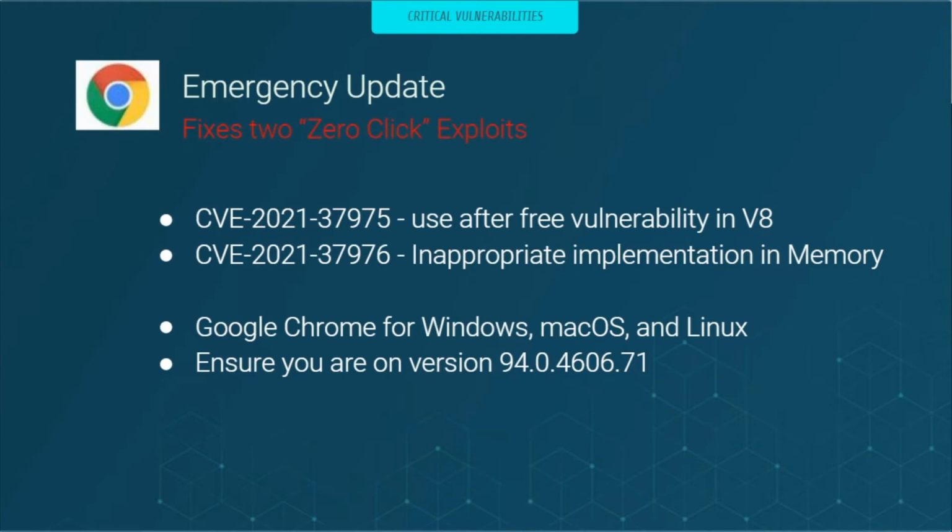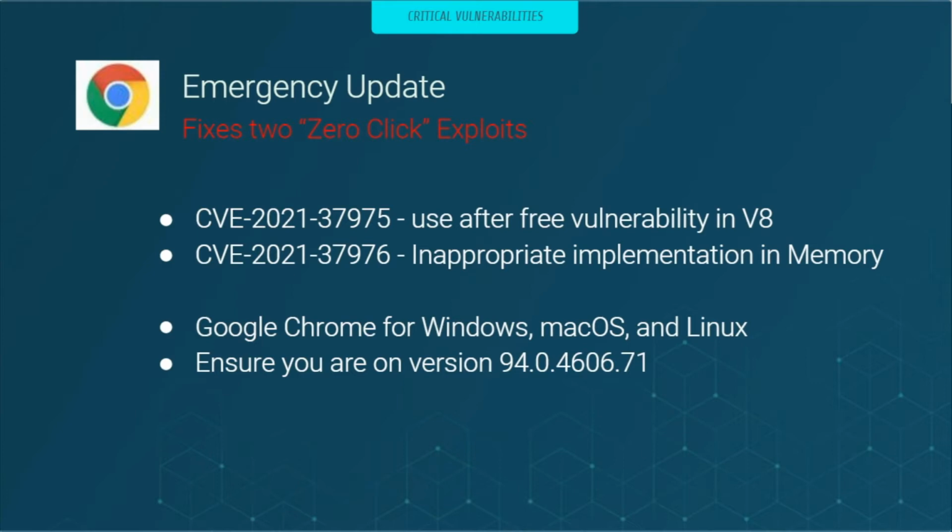Now let's get into something that is urgent. On September 30th, Google released Chrome version 94.0.4606.71 for Windows, Mac, and Linux to fix 4 vulnerabilities, 2 of which are zero-day vulnerabilities being actively exploited in the wild. CVE-2021-37975 is a high-severity, quote, use after free, unquote, vulnerability in V8, the open-source JavaScript and WebAssembly engine for Chrome.